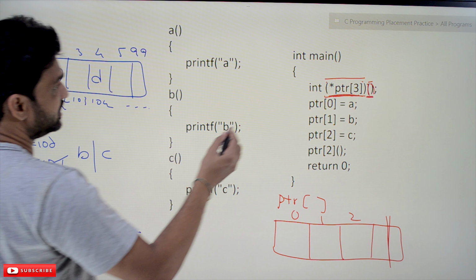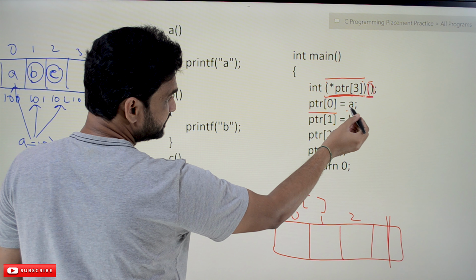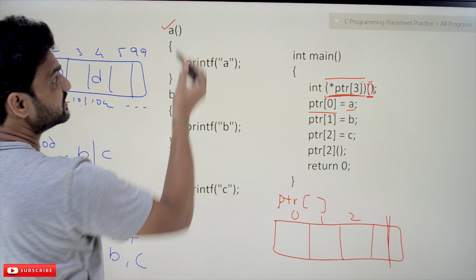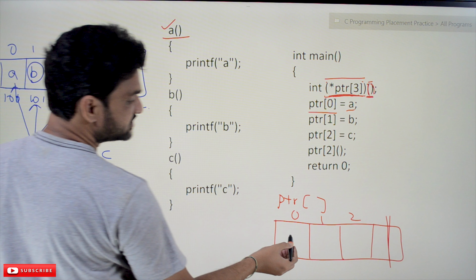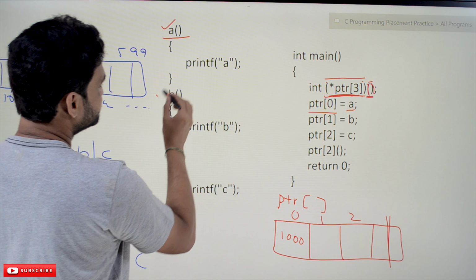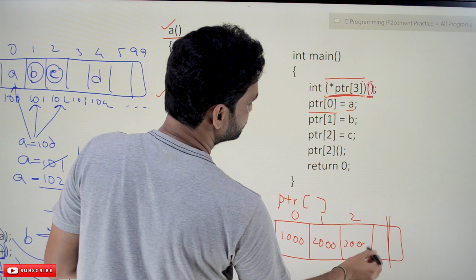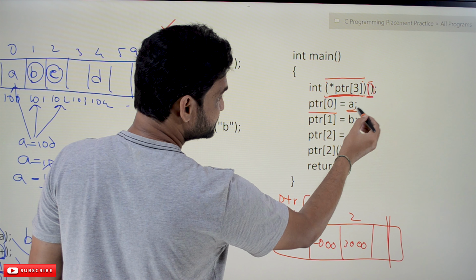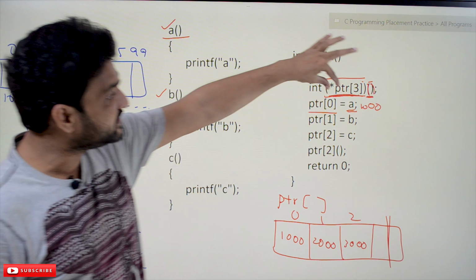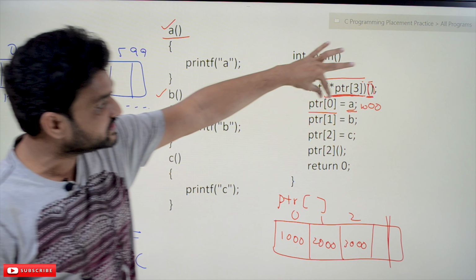Now ptr of 0 is going to be the address of A. What is the address of A? This is the address of the function. For example, assume that it is 1000. So this 1000 will be here, and this one is 2000, so 2000 will be here, and the next one is 3000, so 3000 will be here. So A's 1000 will get stored here. Is it possible to store the address of A in this ptr?